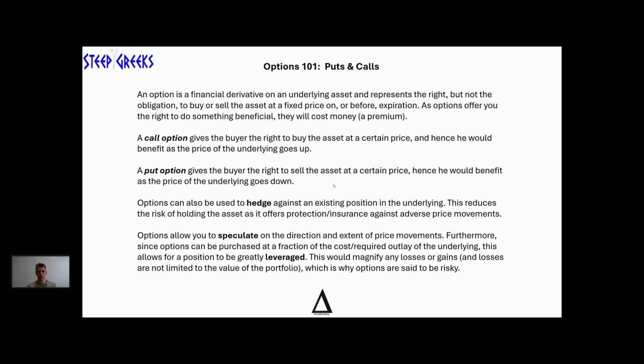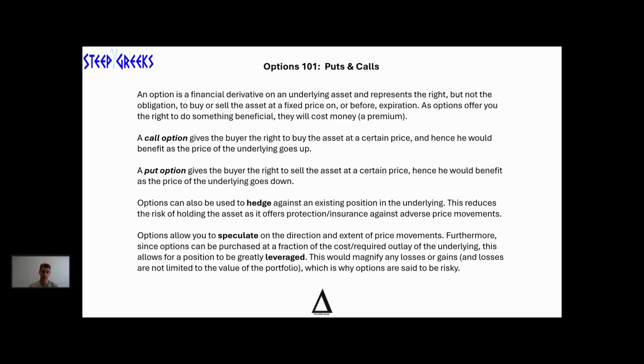Welcome to our newest series, Options 101, Puts and Calls, where we take a look at basic options. We take you back to the beginning, assuming you know nothing about options, nonlinear derivatives, anything. We're going to start with the basics, and we're going to work our way up. So today we'll work on puts and calls.